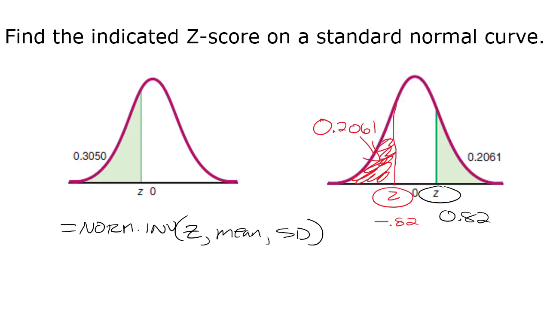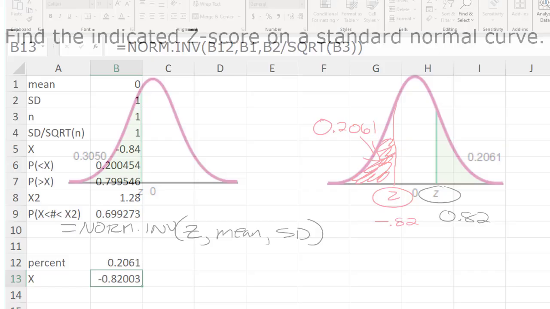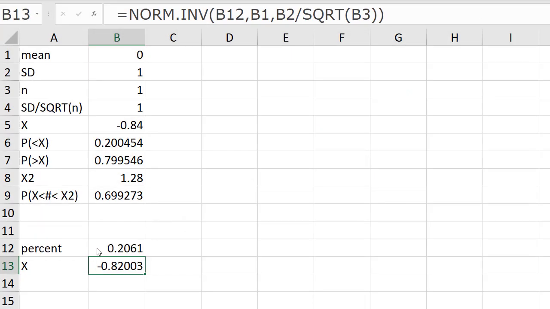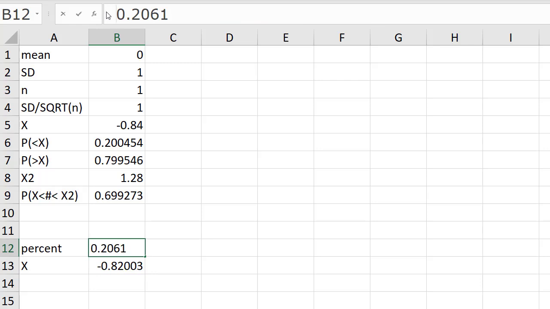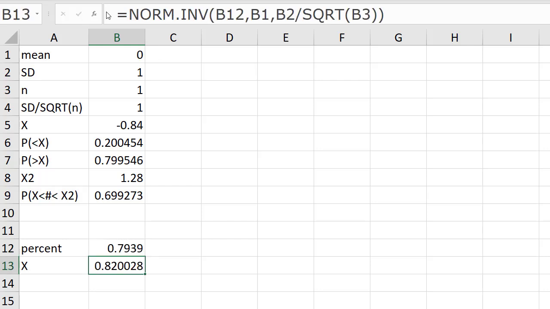So, you don't have to worry about finding 1 minus this. But if you feel more comfortable doing that, then why not go in here and change this to equals 1 minus that. And now that gives us the area below, and look what happens. We just get the exact same answer, only now it's positive.